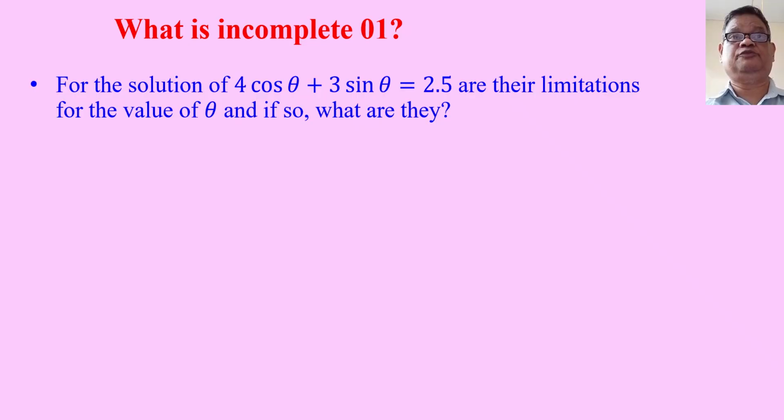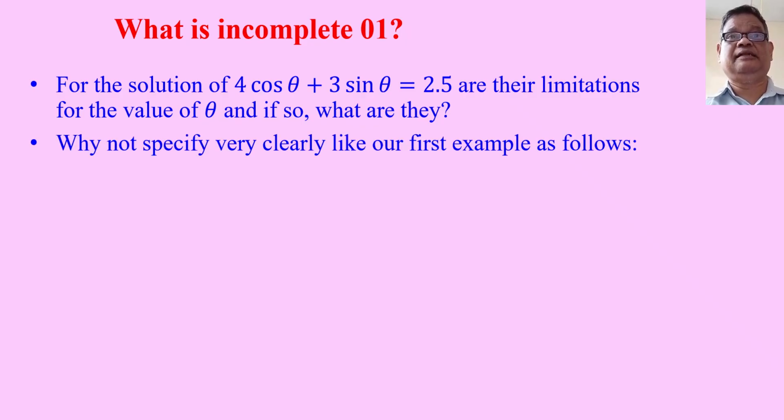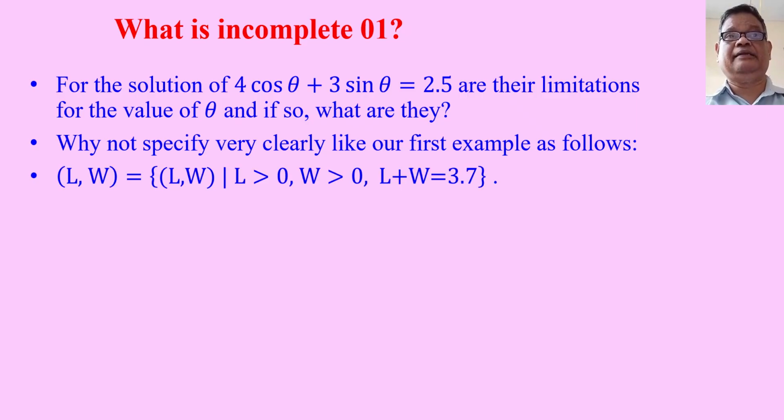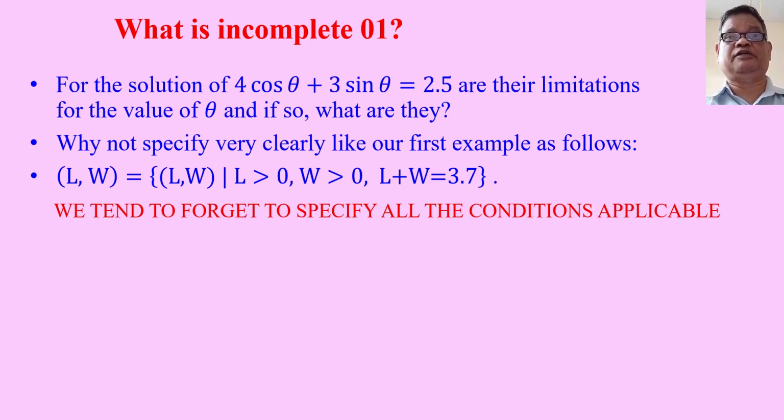For the solution of 4 cos theta plus 3 sin theta equals 2.5, are there limitations for the value of theta? And if so, what are they? Why not specify very clearly like our first example as follows, where the ordered pair L and W is such that both of them are positive and the sum of them is 3.7. We tend to forget to specify all the conditions applicable.